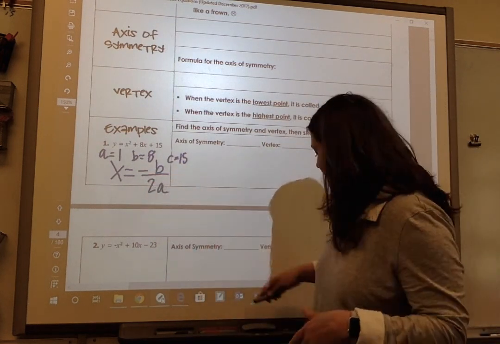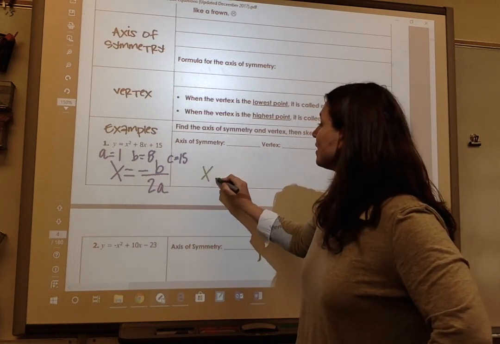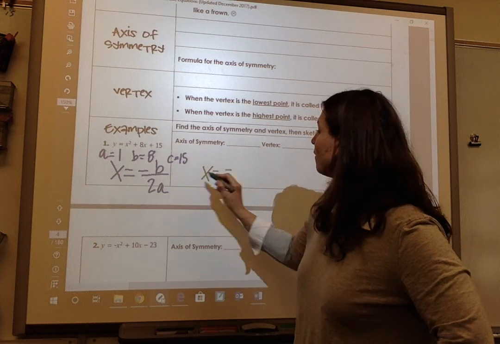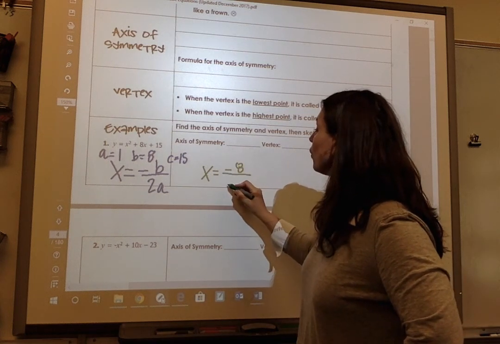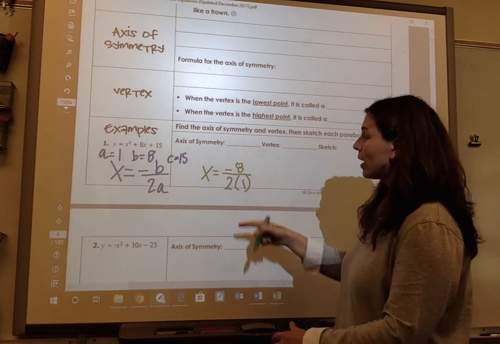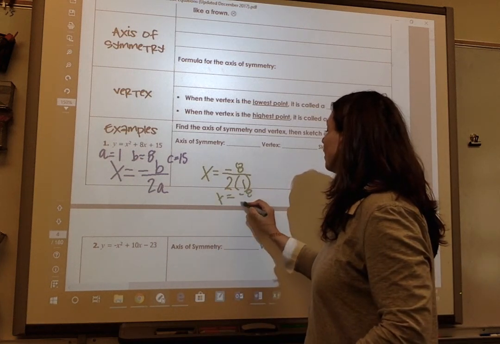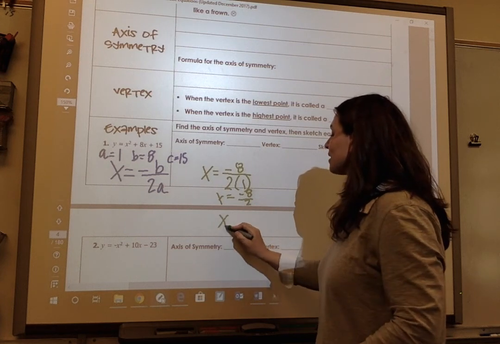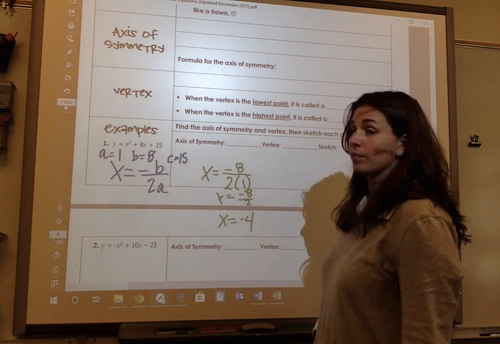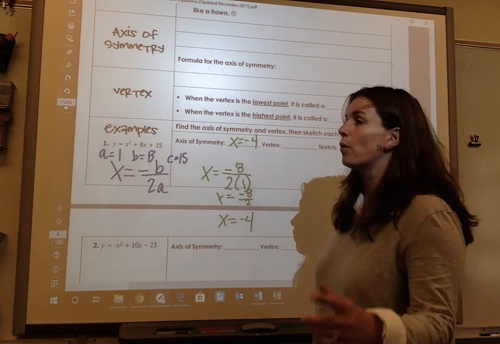So to find what that axis of symmetry is, I'm just going to evaluate. X equals negative, my b value is 8, over 2 times a, which is 1. And when I simplify this, I get x equals negative 8 over 2, so x equals negative 4. Okay? So my axis of symmetry is x equals negative 4.